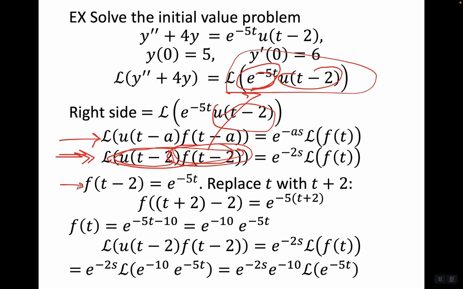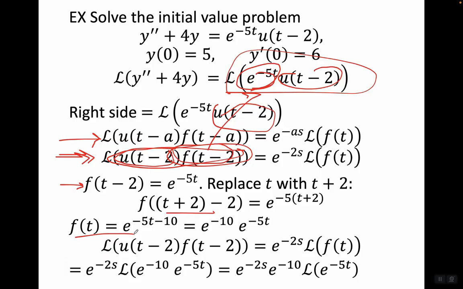It would be really helpful if we knew what f of t was. We can do that. Just replace t with t plus 2. Then we'd have f of t plus 2 minus 2 is e to the negative 5 times (t plus 2). I did that because t plus 2 minus 2 is just t. So this simplifies to f of t equals e to the negative 5t minus 10. You can break that up as e to the negative 10 times e to the negative 5t.